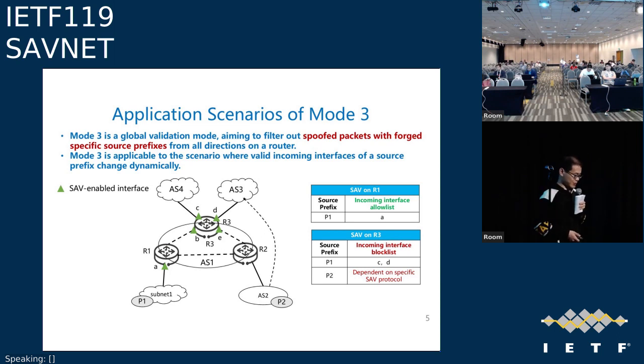Yeah. We think that mode 3 is applicable to the scenario where the valid incoming interface or source prefix changes dynamically, because dynamic routing may cause the source prefix block list or allow list to constantly change. So we use mode 3 to suit dynamic routing.